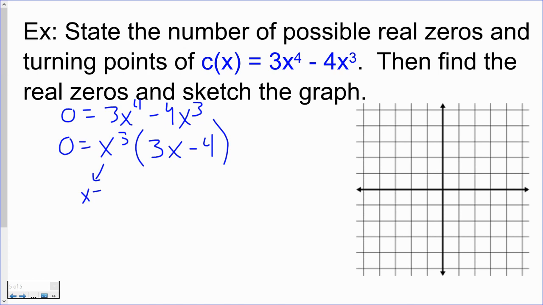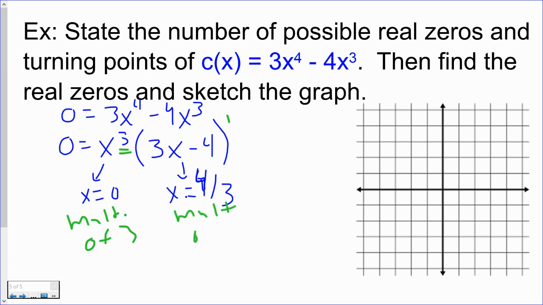This has a 0 at x equals 0. This has a 0 at 4/3. And the reason that that's at a 4/3 is if I set 3x minus 4 equal to 0, you'd add 4 first and then divide by 3. So that's where that's coming from. Now the multiplicities, those are your exponents. This exponent is a 3, which is an odd. So this has a multiplicity of 3. This is technically to the first, so that's a multiplicity of 1.